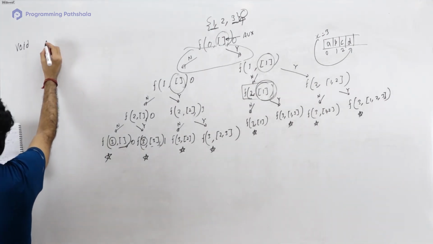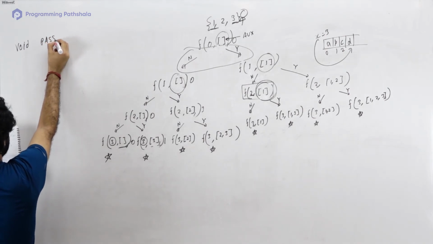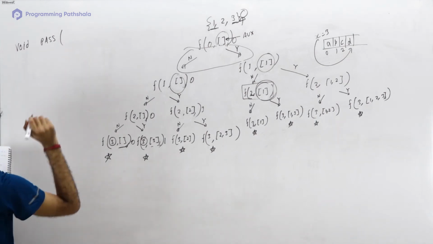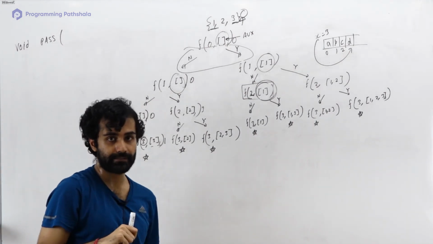And let us name our method print all subsets, okay? So with this print all subsets method, now think what all the arguments are that I need to pass to it. Think on your own.